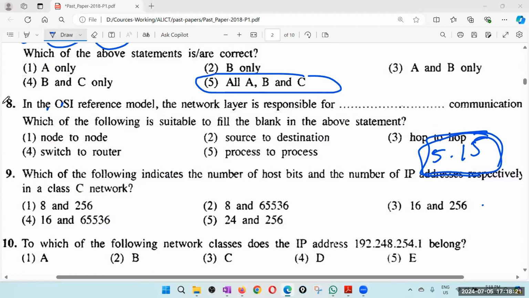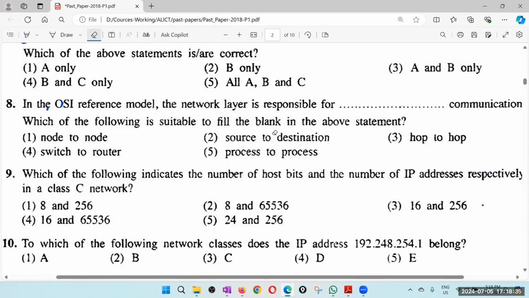Eighth one: in the OSI reference model, the network layer is responsible for... This is a little bit debatable question. Let me draw the OSI layers again for you guys.